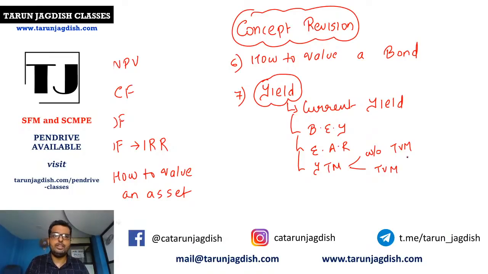First, I started off with NPV. NPV is nothing but present value of cash inflow minus present value of cash outflow. After that, we went to the next concept, which was cash flow. The formula for cash flow that I mentioned is profit after tax plus depreciation minus capex minus additional working capital.